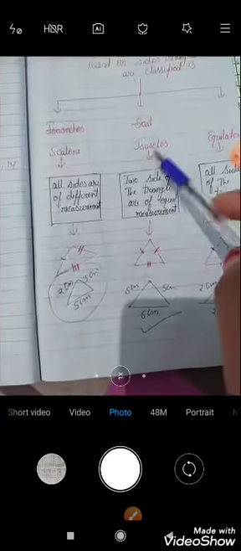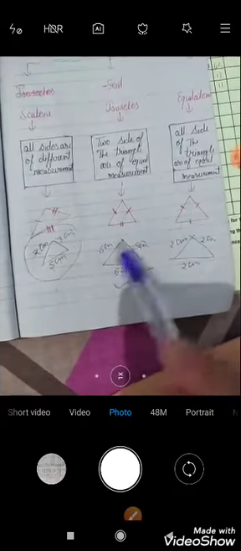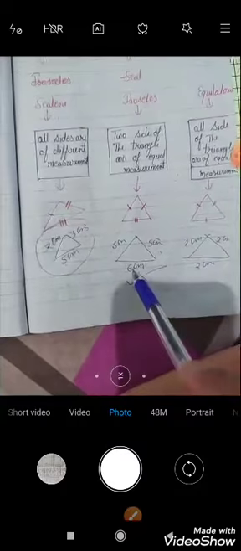Our second kind is the isosceles triangle. In this triangle, 2 sides are of equal measurement. So if you have a triangle whose 2 sides are equal and the third side is different from the equal measurement, then this triangle is known as an isosceles triangle. Now you can see in this figure that 2 sides are of 5 cm measurement and the third side is of 6 cm measurement. So it is an example of an isosceles triangle.